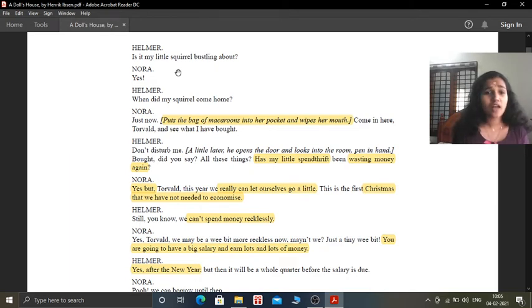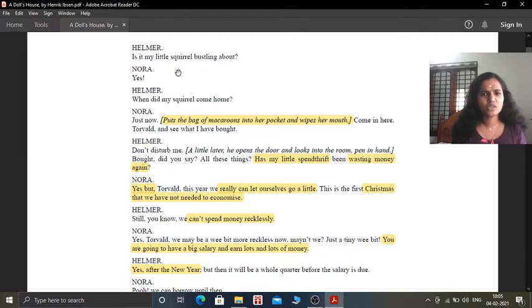"Come here, Torvald. I have bought something for you. Please come and see. Have a look at it." This is what she is saying. Helmer said, "Don't disturb me." So he said that don't disturb me. And after some time, he came out. "You bought something? Did you say you bought something? All these things." So when he came out, he saw that there were a lot of things on the table.